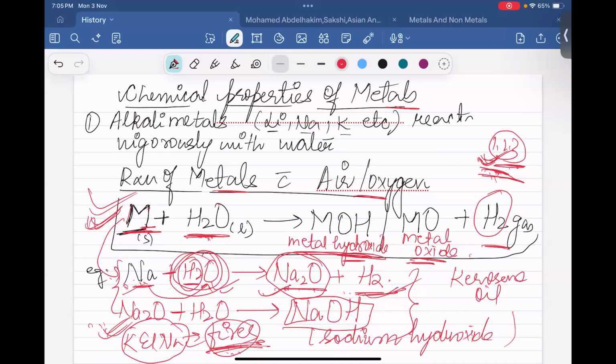You can ask, ma'am, if they are reacting and catching fire, then why are we doing this? This is not our problem. We are just writing the behavior they show when they react with water. We are just writing the properties. We are not discussing the hazard or the impact of this particular chemical reaction. We are just dealing with the properties of these metals. So this is the property of sodium and potassium, how they react with water, why they are vigorous, and why they are kept in kerosene oil. All these things you have to remember in your tips.